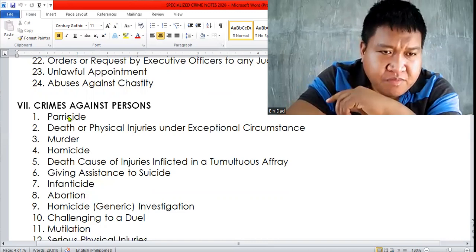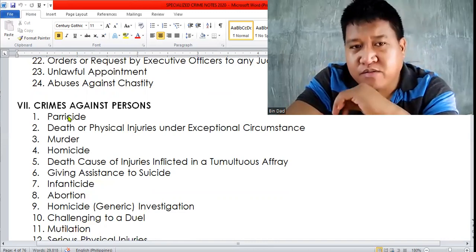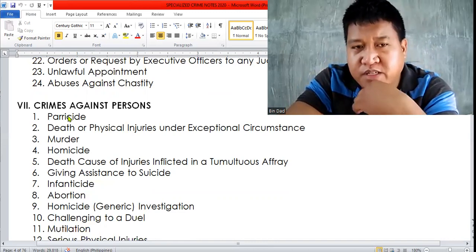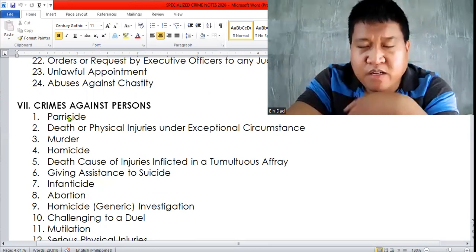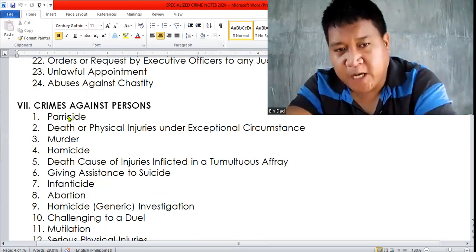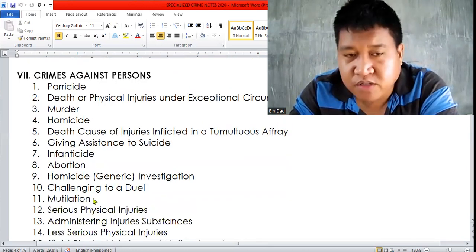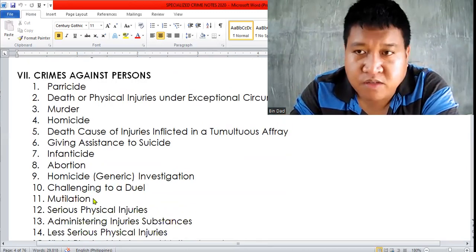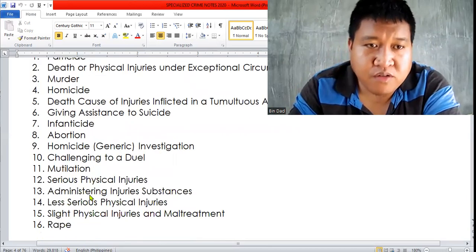If they ask you when to say that the crime is parricide, then basically vice versa. The crime is parricide if it is not homicide, not murder, not infanticide. So of course, abortion is a crime. You know what abortion is? That is not good.